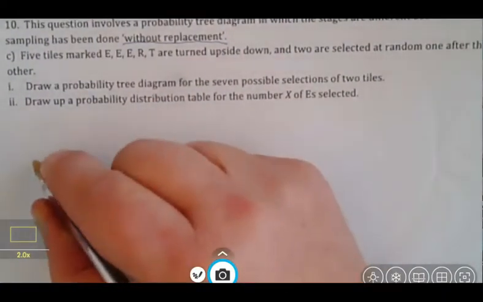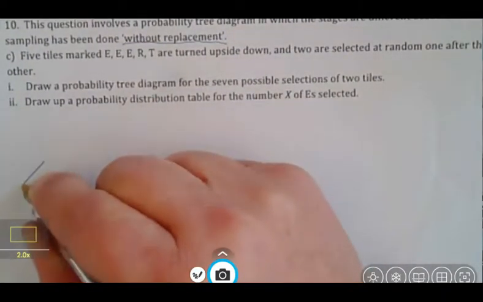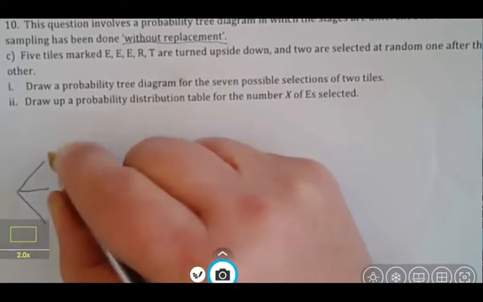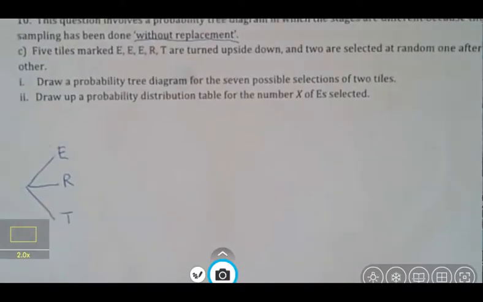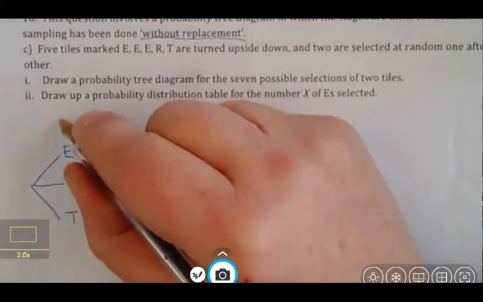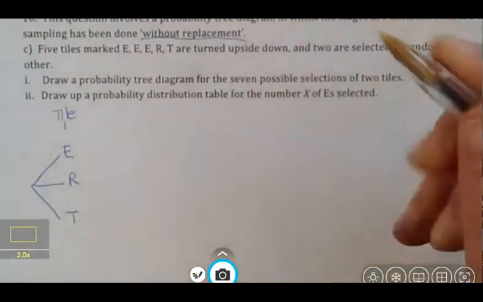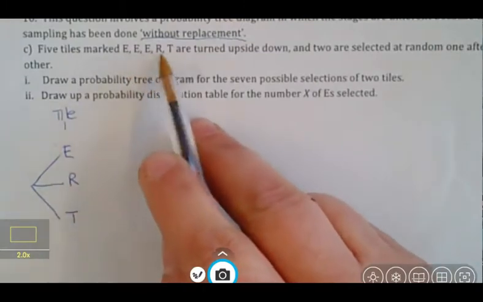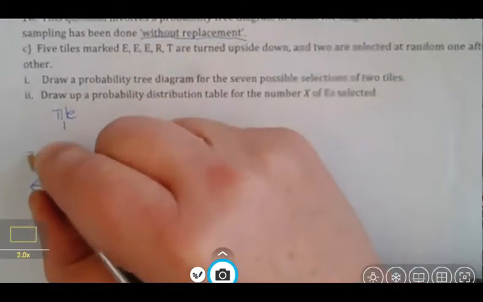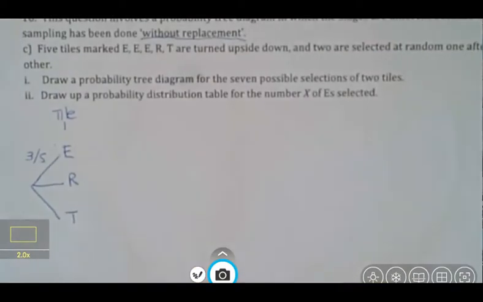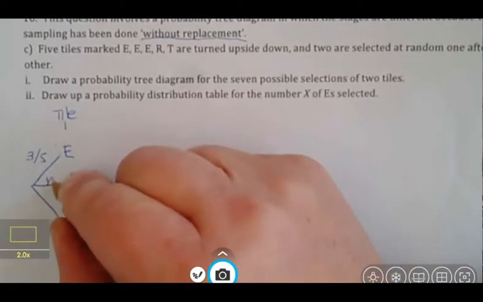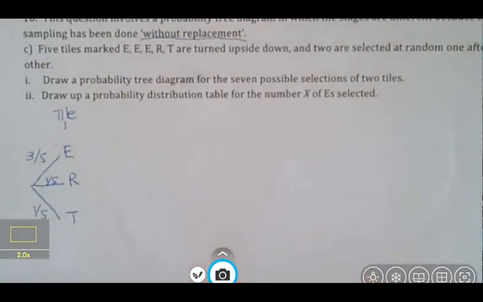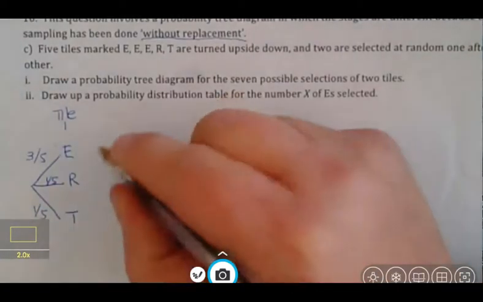So let's see what we've got. The first tile could be an E, an R, or a T. So that's our first tile, tile 1. Now there are 3 E tiles, 1 R and 1 T, so we've got 3 out of 5 chances. The probability of an E is 3/5. The probability that you get R is 1/5, and the probability that you get the letter T is 1/5.